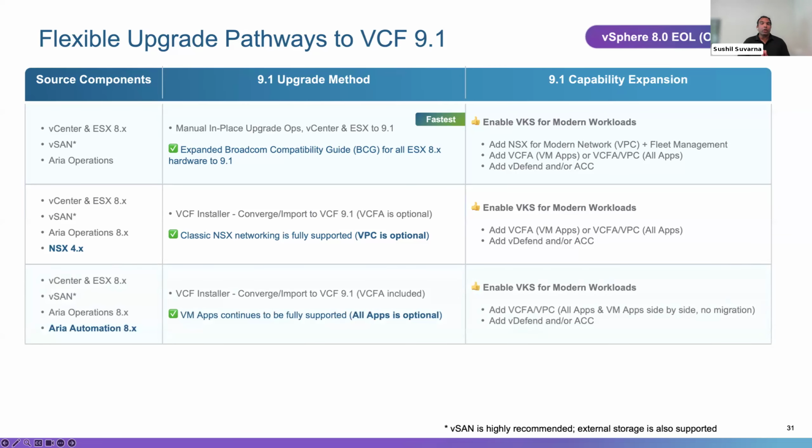However, if you do have ARIA automation in your environment, the path to move forward is to use the installer and do a converge and import to 9.1. That brings VCFA as well. If you're using ARIA automation, you primarily are using the VM apps capability that existed in ARIA automation. VCF 9.1 brings in the newer version of ARIA automation, which is VCF automation 9.1, and that gives you the ability to also deploy the modern all apps component of VCF.